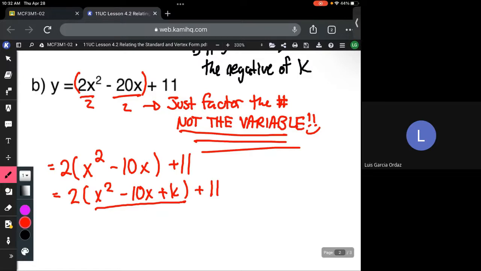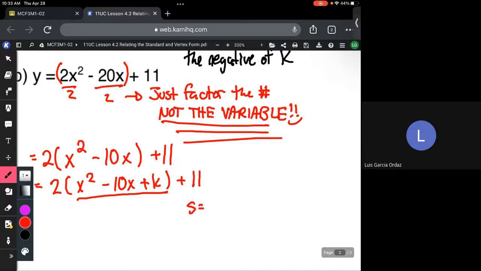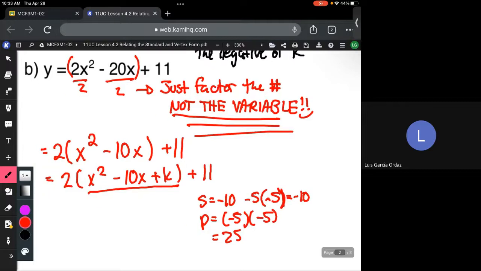So what is my k going to be? Would it be negative? K will always be positive. So my sum is negative 10. Two numbers that add up to negative 10 are negative 5 and negative 5. My product is going to be negative 5 times negative 5, which gives me positive 25, which means my k is positive 25. Because my k is 25, what comes outside of that bracket? Plus 11.